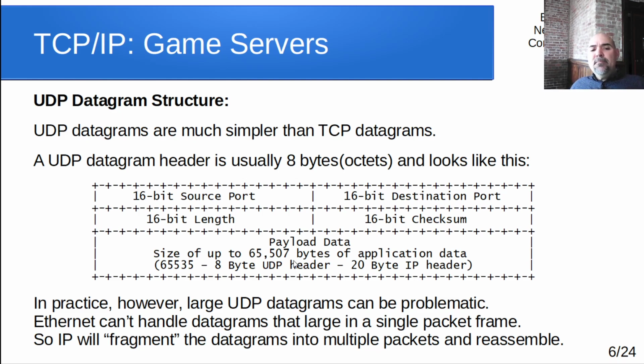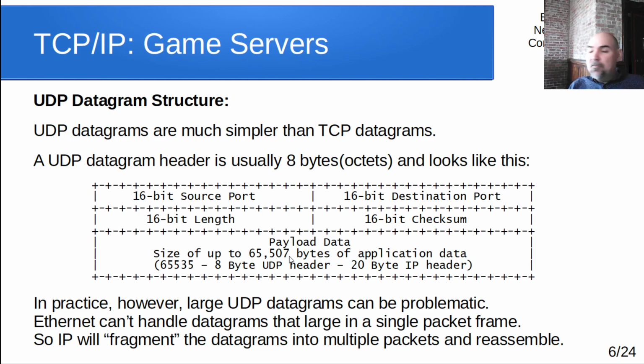Now, as we're going to see, we probably don't want payload sizes that big anyway, but just note that that's the hard limit on the size of a UDP datagram that we could ever send: 65,507 bytes of application data, 65,535 bytes total. Now, I said we probably don't want to use datagrams that large because they can be problematic.